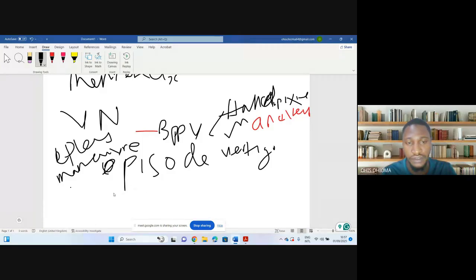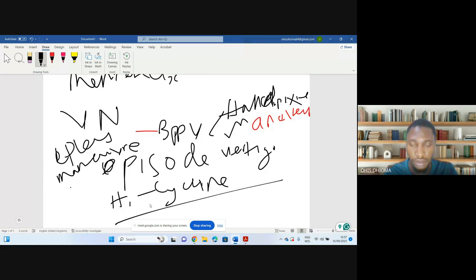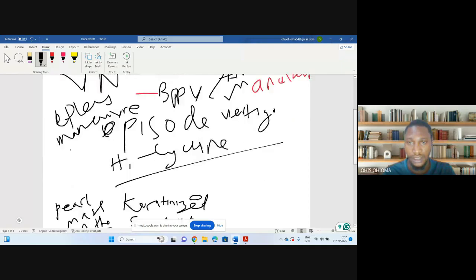Basically, lifestyle modification, avoid sudden change in direction, and then you can use some drugs, some antihistamines. I think usually first generation antihistamines, cyclizine, and the rest, right? So this is what you use to treat it basically. And then the next one we're going to talk about, that's what you need to know about BPPV.